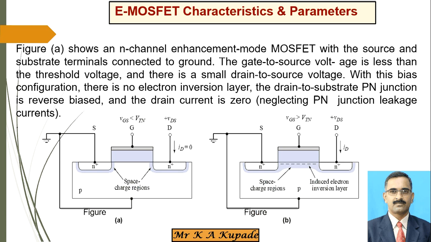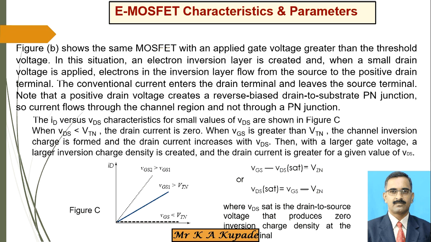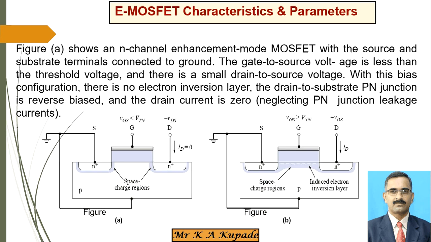Why? Because the gate to source voltage is not sufficient. It is a lesser one, right? Due to that condition, the drain to source current is not flowing. Why? Because that particular PN junction is reverse biased. It is reverse biased. It is considered in figure number 1. Now, if you are considering figure number 2, here it is considered.